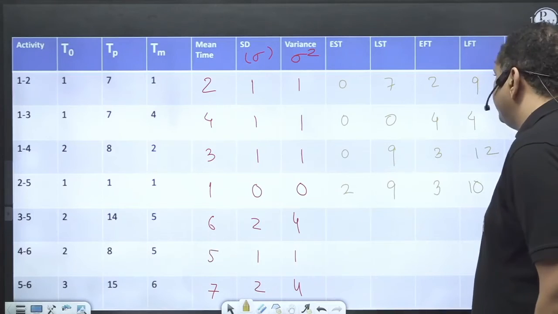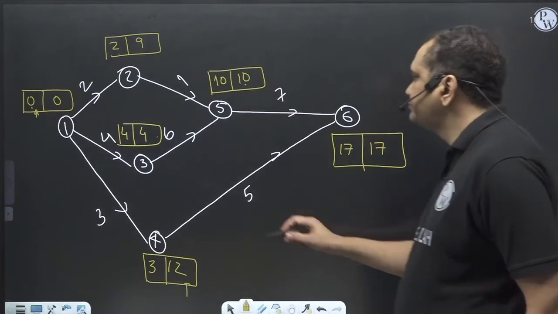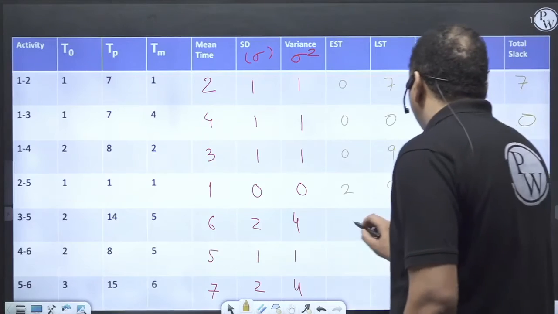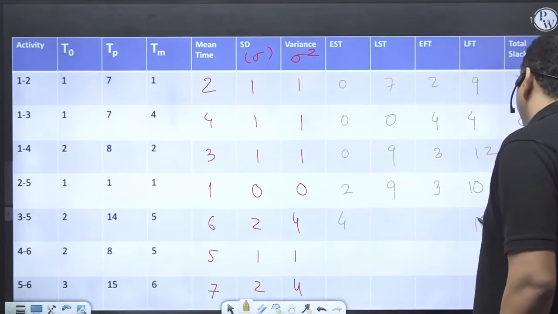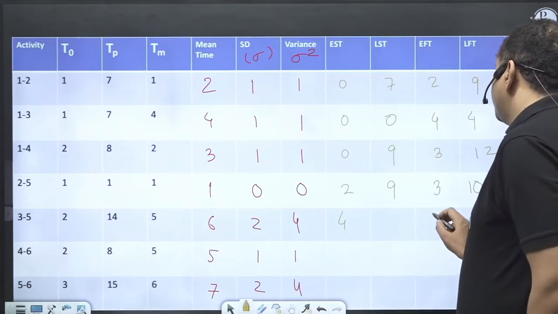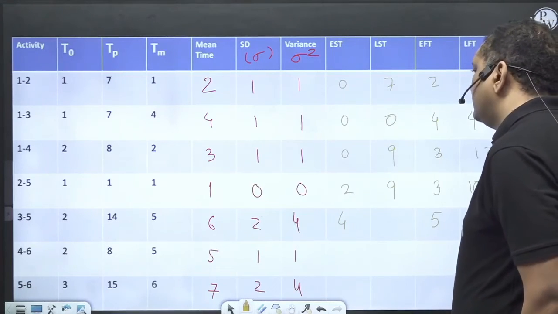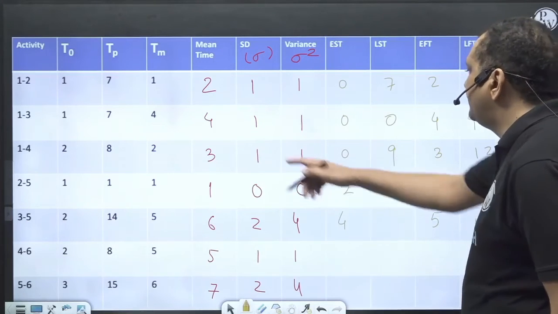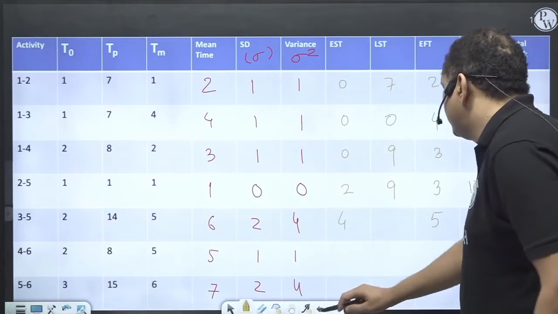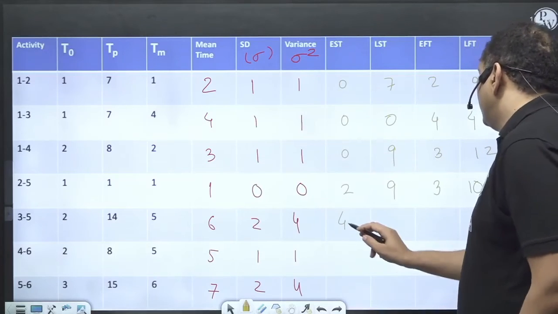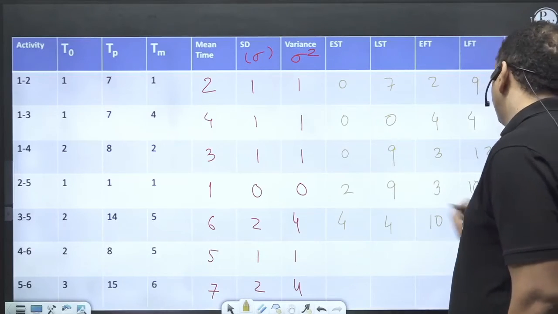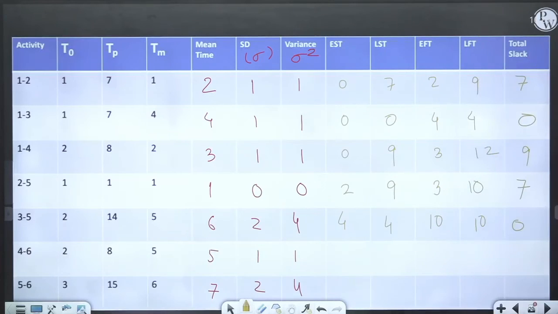3 to 5 now. Earliest start time 4 and latest finish time 10. Mean time is 1. So 4 plus 1, 5. No, mean time is 6, sorry. So 4 plus 6, 10. 10 minus 6 is 4. 4 minus 4, total slack is 0.